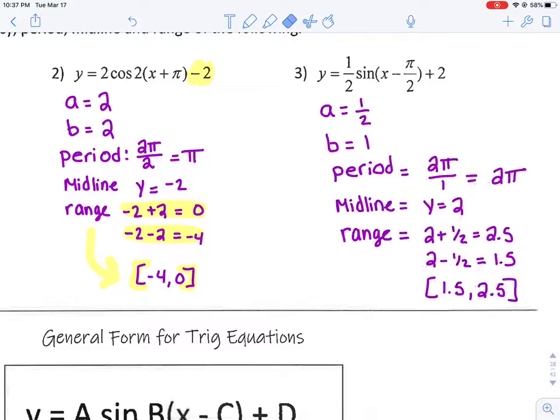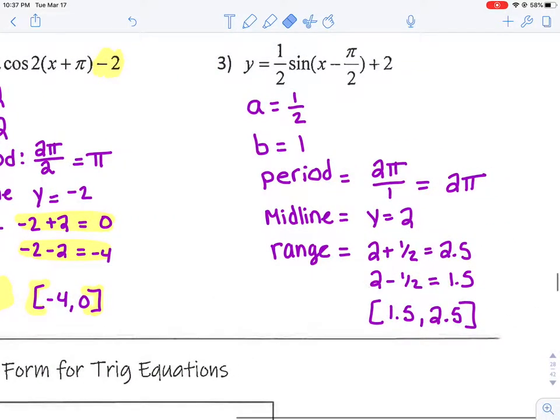Okay, and number 3, check your answer. Amplitude is 1/2, b is 1, my period is 2 pi, midline is 2, and then again adding and subtracting that amplitude to get our range.